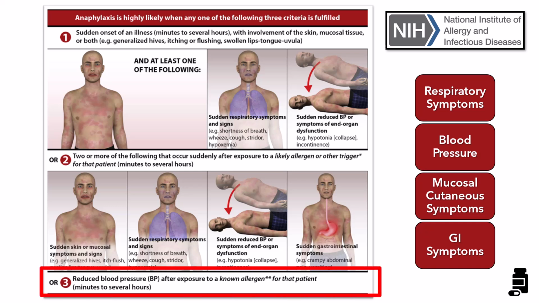Then we have scenario 3. This is any hemodynamic change after exposure to a known allergen. An example here would be that I know I'm allergic to bees and I just got stung. Then my blood pressure drops. So that would meet criteria that way.